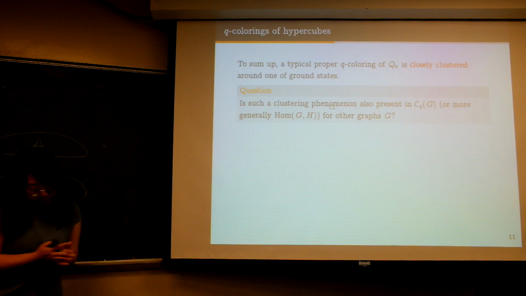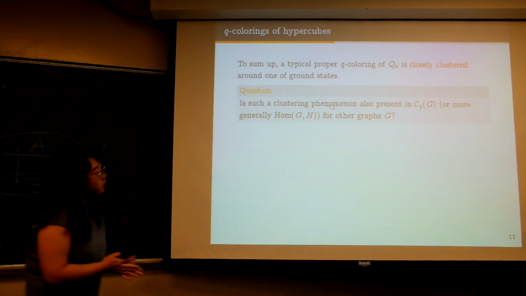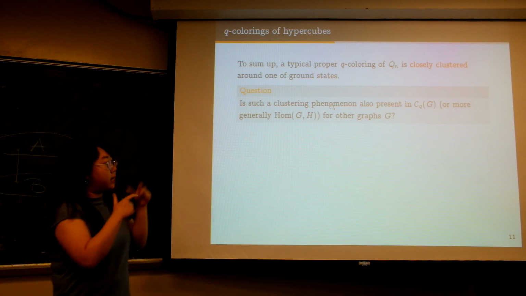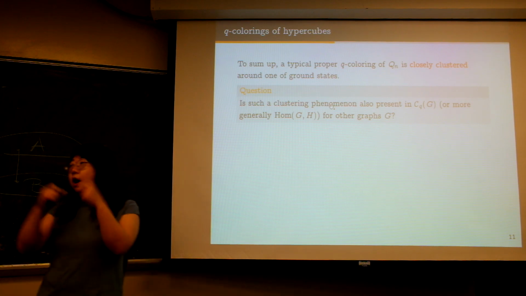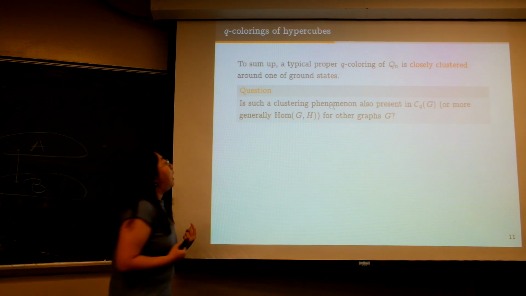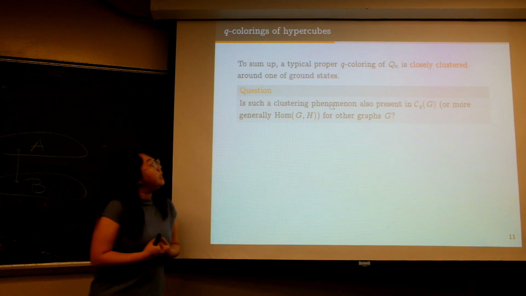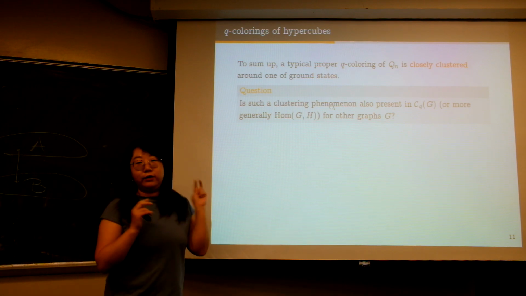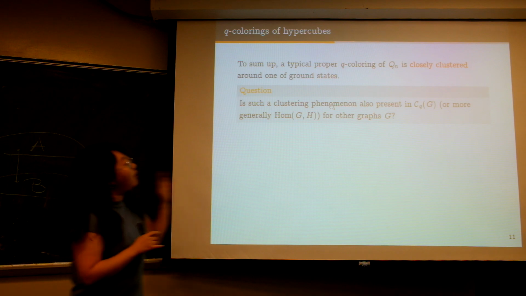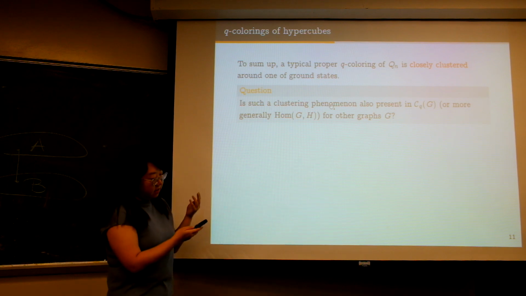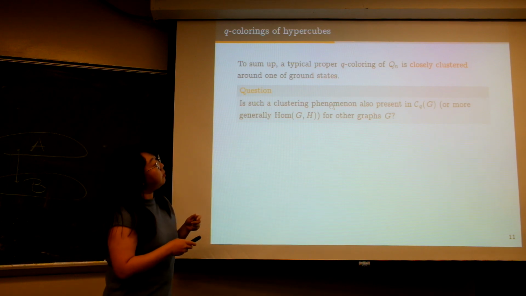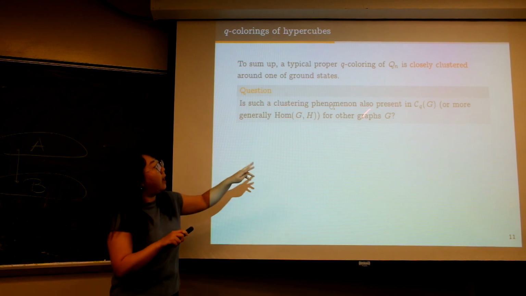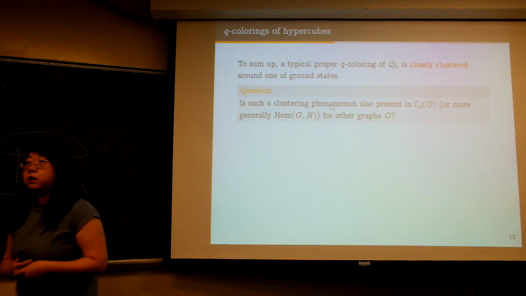So to sum up, what they essentially say is that a typical proper Q coloring of the hypercube is closely clustered around its ground state. Then the question is whether such a clustering phenomenon, which I call the cluster phenomenon, is also present in proper Q colorings, or more generally, in homomorphisms for some other graph G.